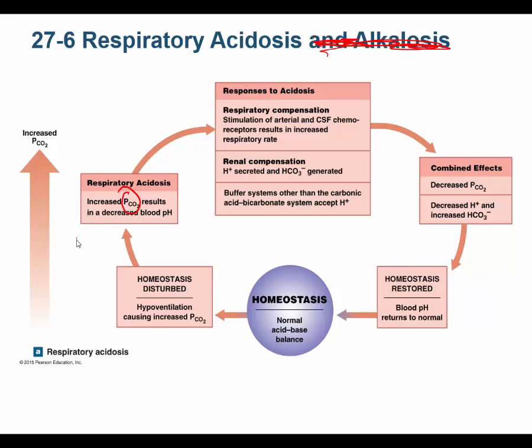So I'm not breathing well. I'm not blowing off the CO2. The PCO2 in my blood goes up. My blood pH goes down. That's acidic. What do I do? Well, I have receptors in my bloodstream, and I have receptors in my brain that detect this low pH, and they try to increase the respiratory rate. Now, if this is possible, I will hyperventilate and blow off that CO2 and fix it.